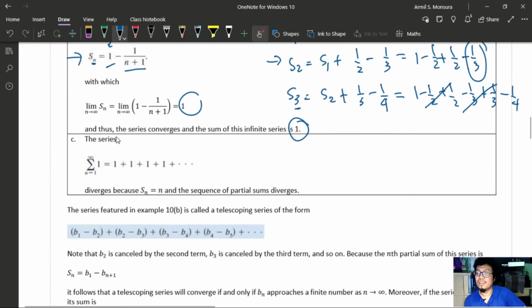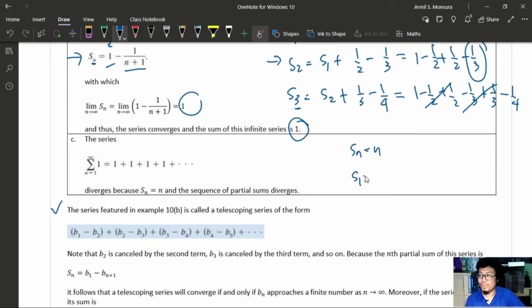Next, ito pala yung discussion ng telescoping series. So we'll formalize it later after I discuss letter C. Okay. So the series, the summation of 1 equals 1 plus 1 plus 1 plus 1. Okay. Because obviously, your Sn is basically n.